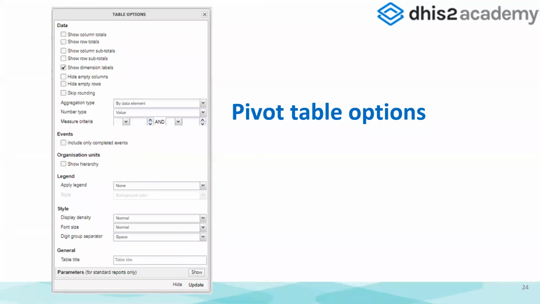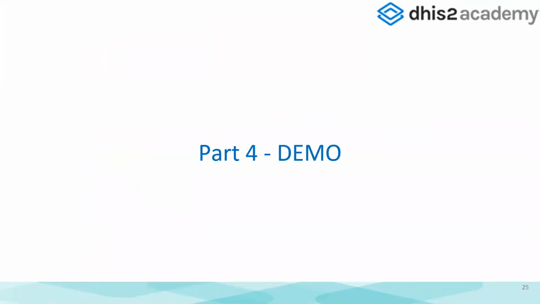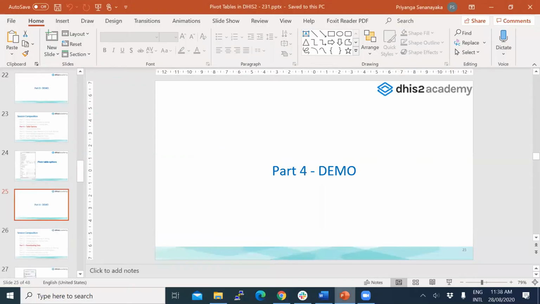Then you can interact with this interface to change your table options. Using table options, you can modify your pivot table to a great extent and improve its appearance. So pivot table options are a very important set of functions in pivot table. Having said that, now we are moving to the demonstration of part 4, that is pivot table options.